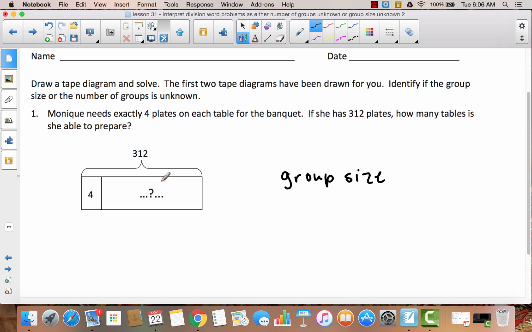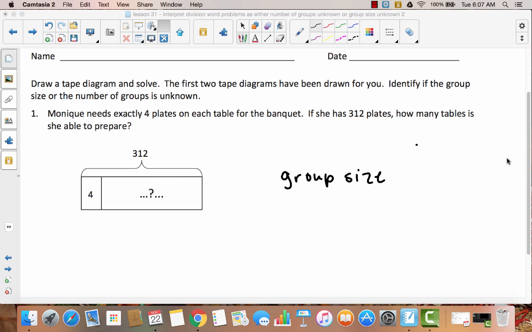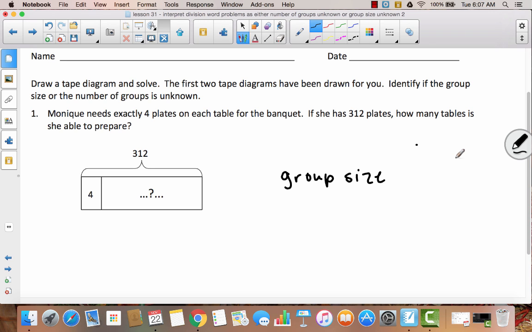So how can we figure out how many tables they need? Well, this is going to be a division problem, right? We're going to take 312 and we're going to divide it by 4. I want you to pause the video. I want you to go ahead and solve to see how many tables are going to need, and go ahead and answer this question with a sentence.